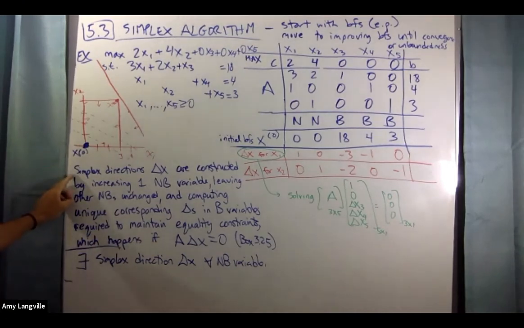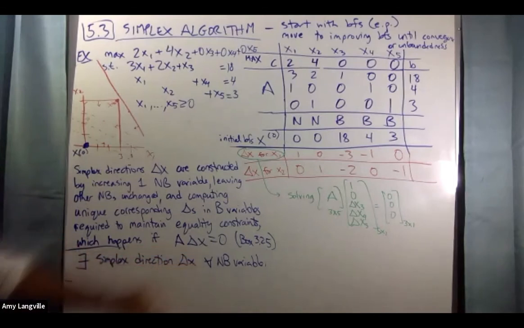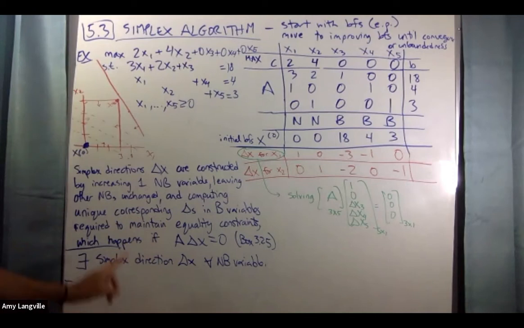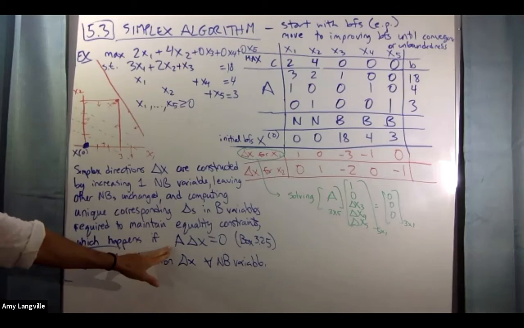The simplex directions delta x are constructed by increasing one non-basic variable, leaving the other non-basics unchanged, and computing a unique corresponding change in the basic variables that maintains equality. And that happens if A delta x equals 0. So remember, we want Ax equal b. And there was a box back in chapter 3, box 3.25, that said that happens as long as your direction vector satisfies this condition, A delta x equals 0.